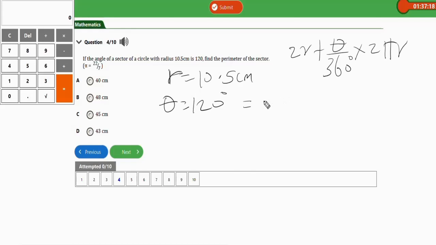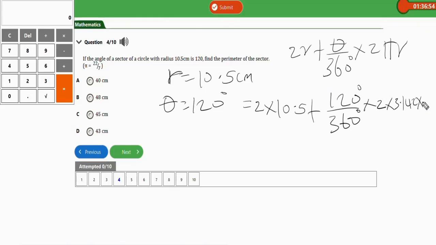This is going to give us 2 times the radius 10.5 plus, now theta is 120 degrees over 360 degrees, times 2 times pi. Our pi is 3.142, times the radius 10.5.